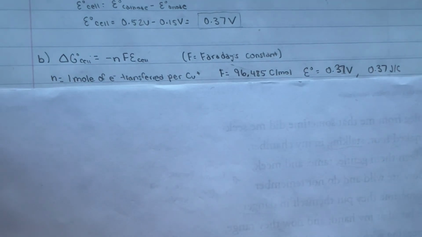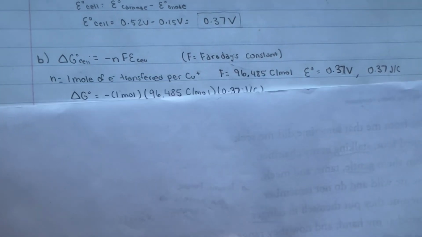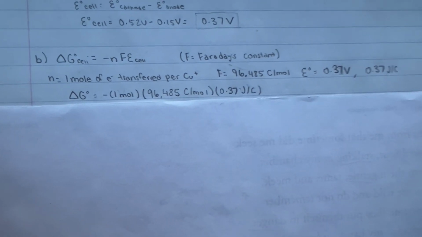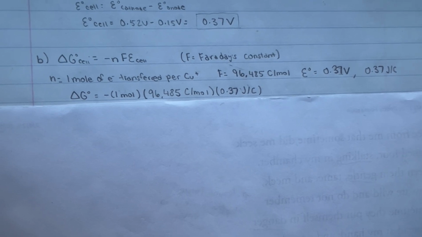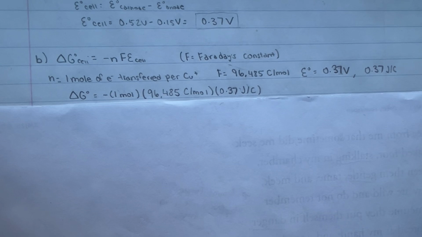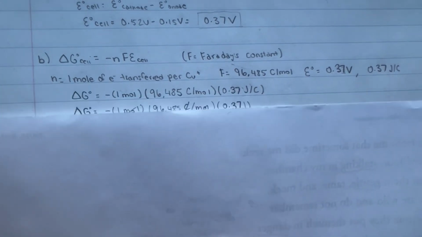1 mole of electrons is transferred per copper, so we're going to use 1 as our value for N. Plugging this into the equation, we get delta G equals negative 1 mole times 96,485 coulombs per mole times 0.37 joules per coulomb. You can cancel out the moles and the coulombs in this equation and just be left with joules.